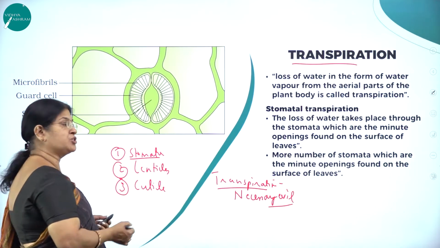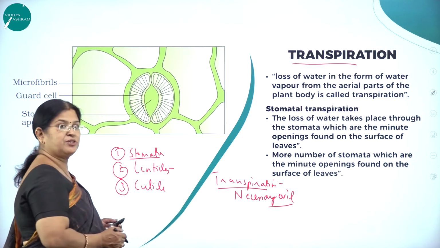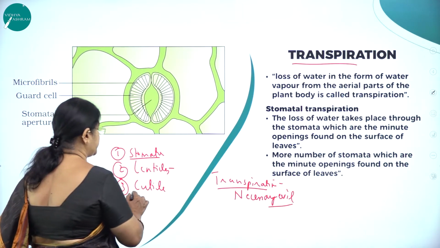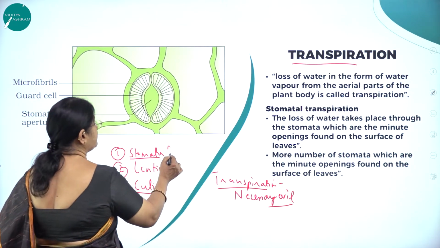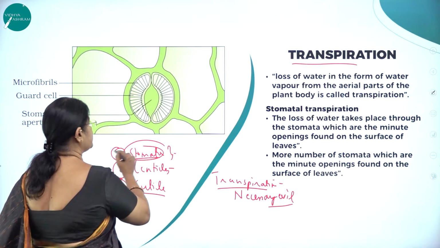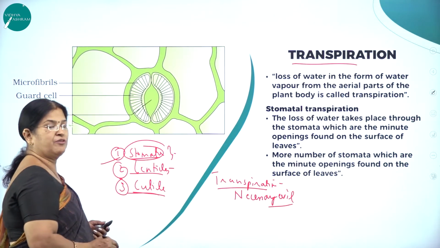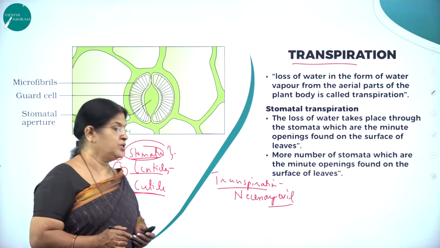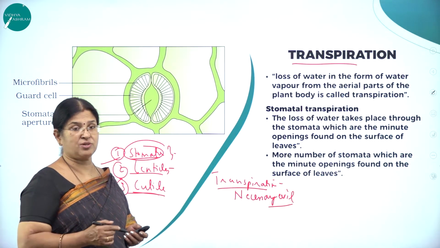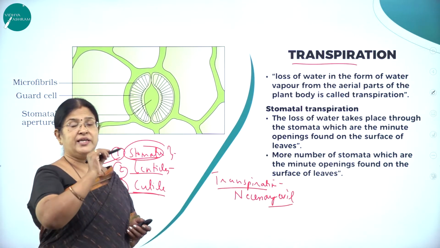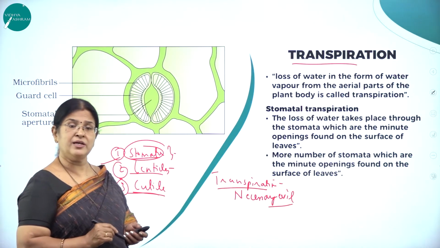Transpiration through stomata is called stomatal transpiration. Transpiration through lenticels is called lenticular transpiration. Transpiration through cuticle is called cuticular transpiration. But maximum amount of water is transpired through stomata. Very negligible amount of water is transpired through lenticels. What is lenticels? The ruptured epidermal cells are called lenticels. What is cuticle? The layer that is found on the stem and leaf.